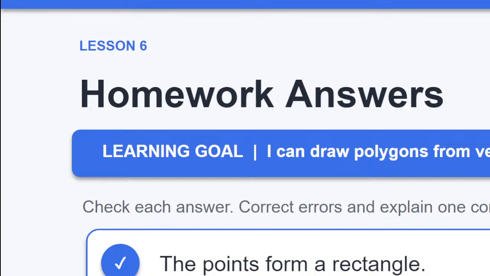Homework answers. By the way, if you didn't see, check each answer, correct errors, and explain one correction. Yeah, check each answer and correct it. So the points form a rectangle. Number 2, EF is equal to 2 minus negative 4 in absolute value brackets. By the way, if it's in these lines, the outside is positive. It's equal to 6.